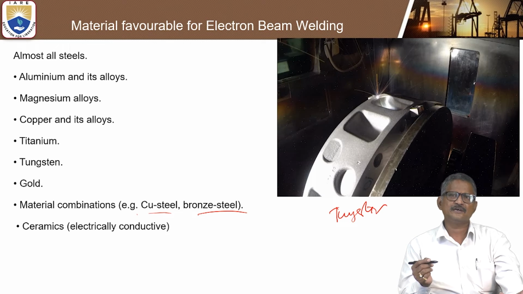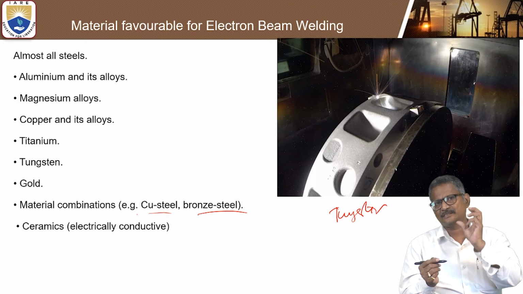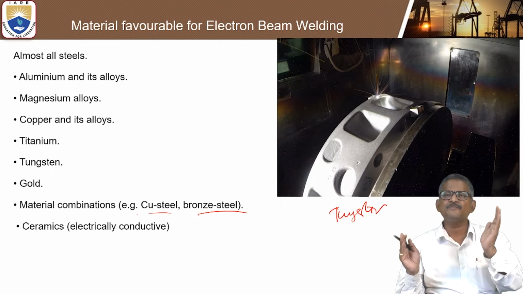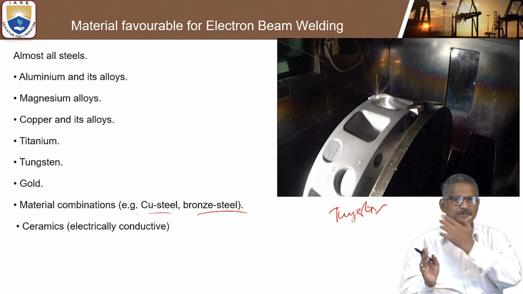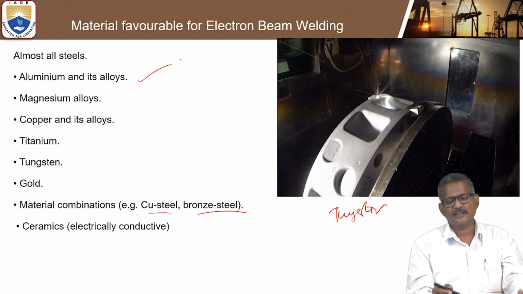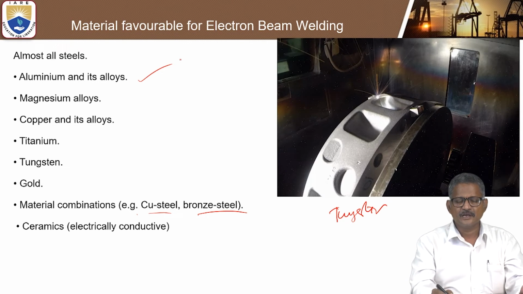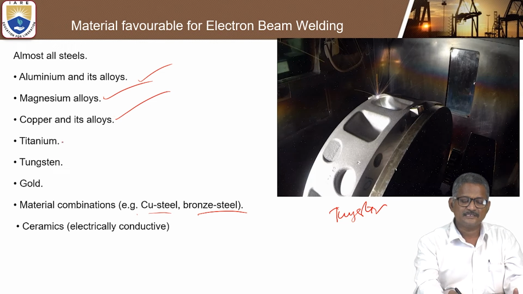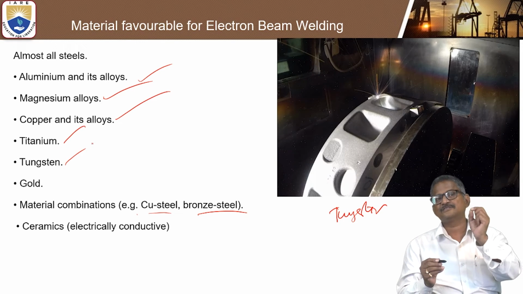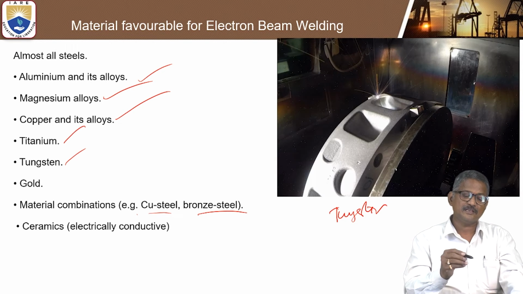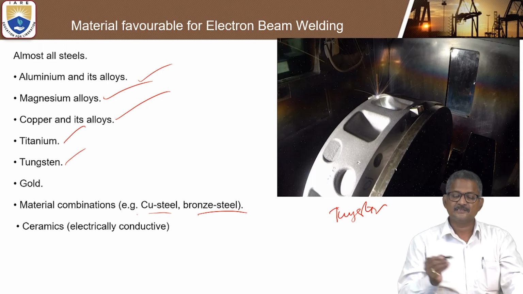Okay, so the main important thing I would like to tell here is that almost all steel metals can be preferred for this EBM process, and especially even some aluminum and its alloys, magnesium alloys, copper and copper alloys, titanium and tungsten also. This is one of the most important methods, so that costly metals can be easily done by this EBM process.